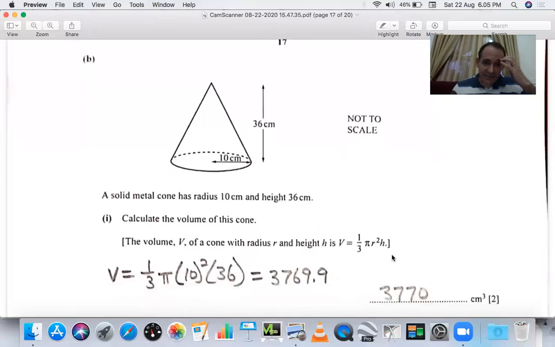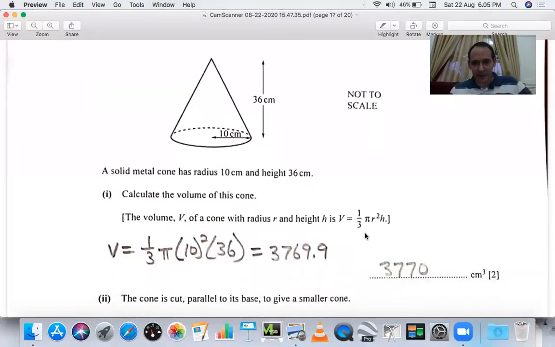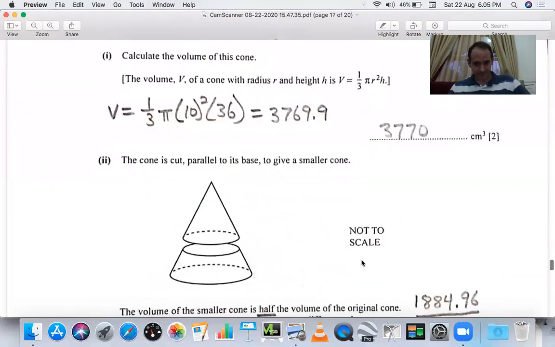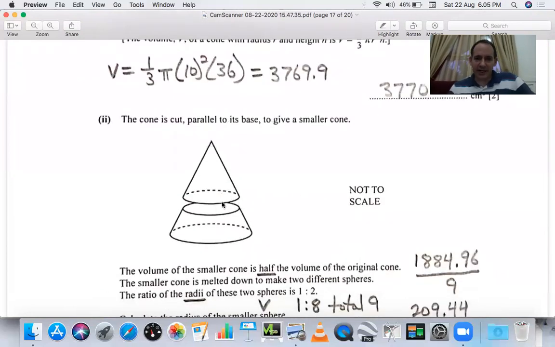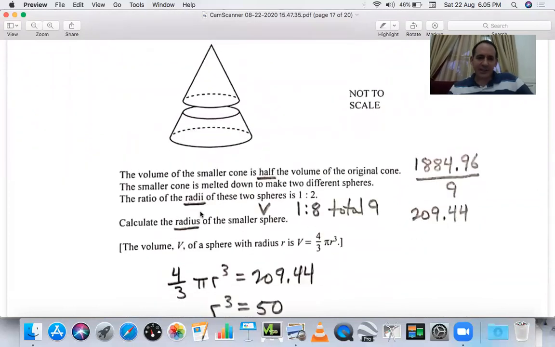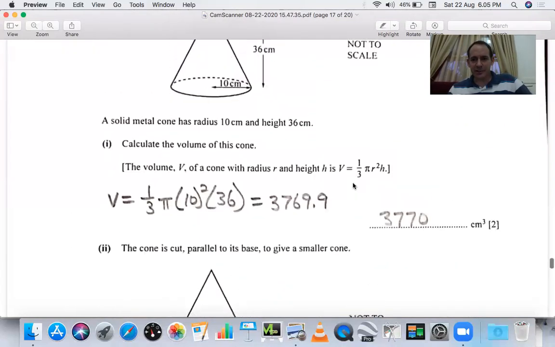Moving down to page 17, here we have volume, 1/3 pi r squared h. So 1/3 pi, r is the 10, height is 36, and you just multiply it out, 3,770. You're just following the formula. Now the cone is cut parallel to the base, and so we need to read carefully. It says the volume of the smaller cone, that's this cone right here, is half of the original.